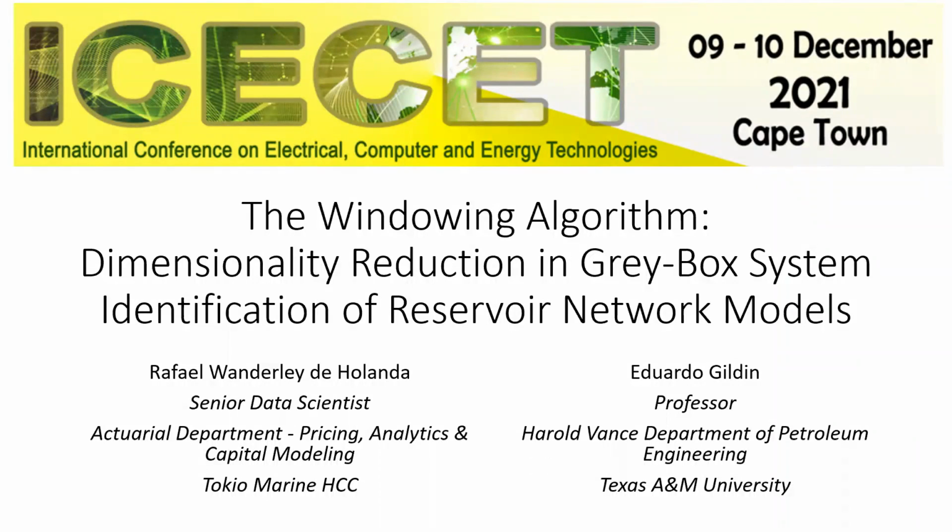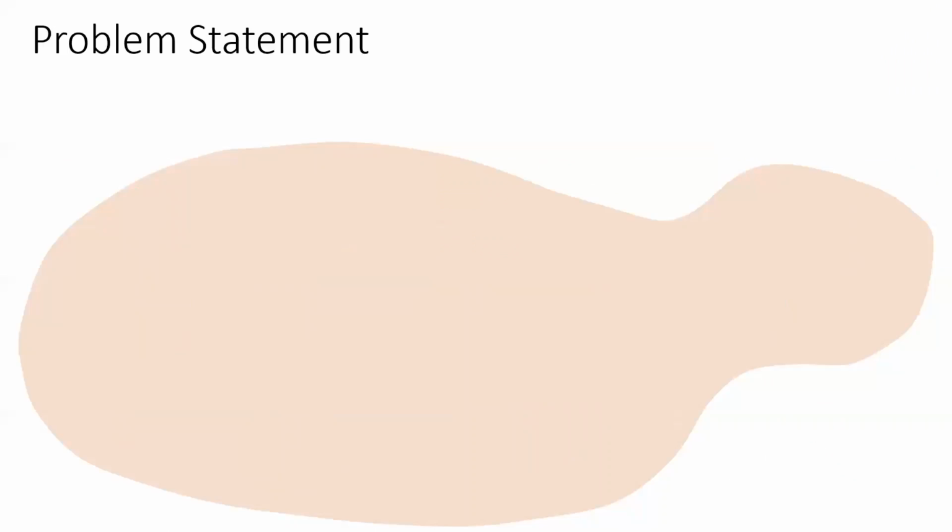And the title of our paper is the windowing algorithm, dimensionality reduction in gray box systems identification of reservoir network models. To start, let's talk about the problem we have.